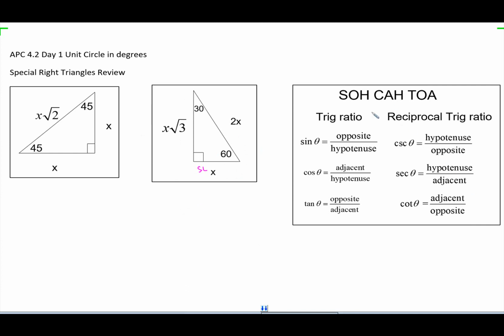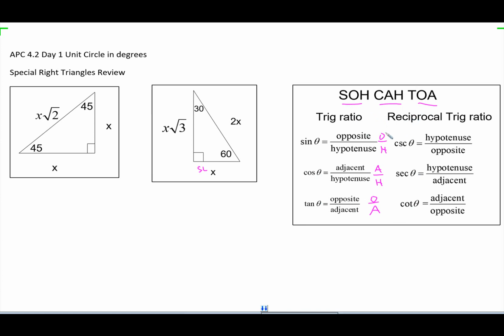Next thing, our trig ratios: sine, cosine, and tangent. We learned that sine was opposite over hypotenuse, cosine was adjacent over hypotenuse, and tangent is opposite over adjacent. And that's where SOHCAHTOA comes from. Remember, this helped you set up these trig ratios. It's kind of a saying.